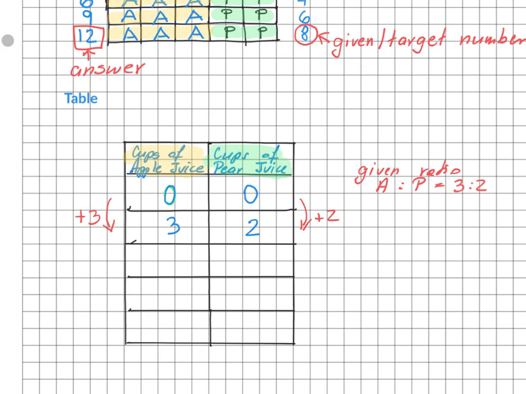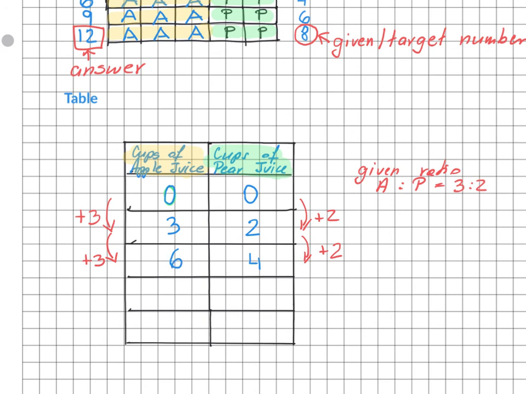If I'm going too fast at any time, please pause the video and copy down. Now I'm going to add 2 more cups of pear juice, which is going to give me 4 cups of pear juice. And if I do that, I have to pour 3 cups of apple juice also, which is going to give me 6 cups of apple juice.